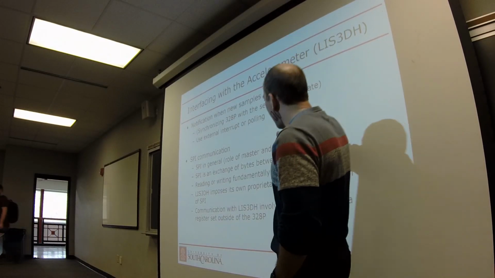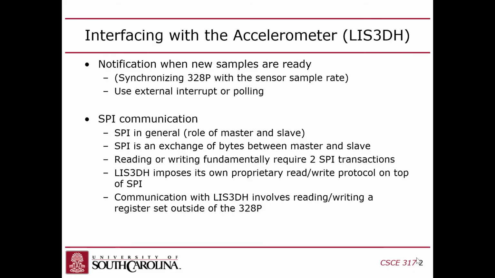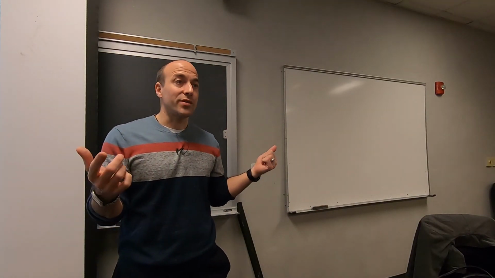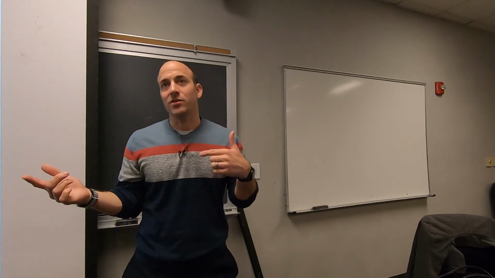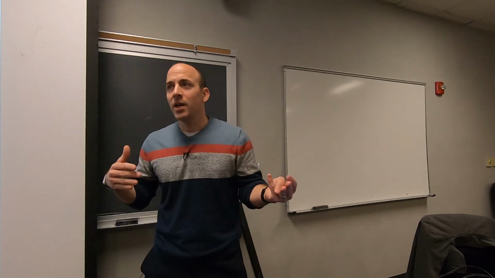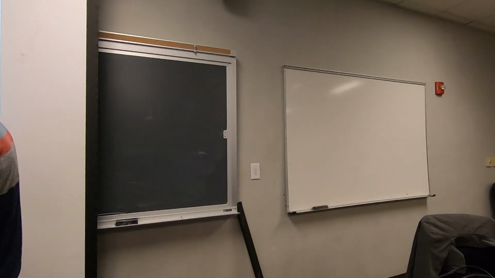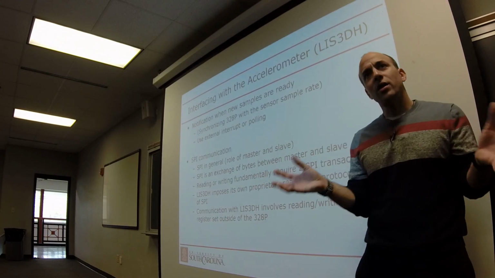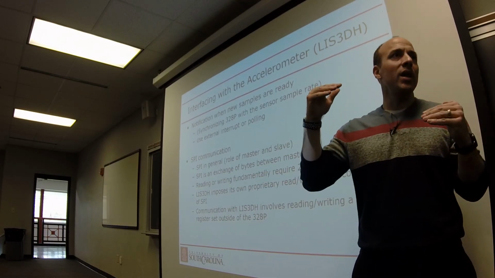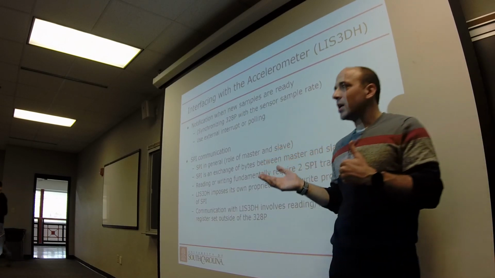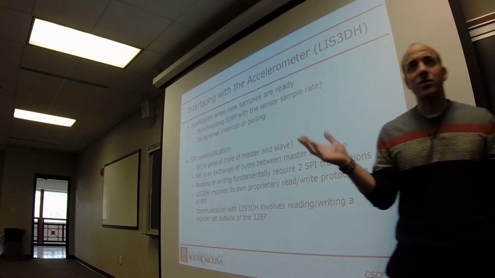First, the idea of SPI in general, in that there's a master and a slave, where in this case the 328 is the master and the accelerometer is the slave, and every time you do an SPI transaction, you're actually exchanging a byte. The master sends a byte to the slave, and the slave sends a byte to the master. The accelerometer defines its own protocol that sits on top of the SPI, where you can do a read or a write operation initiated by the master, by the processor.